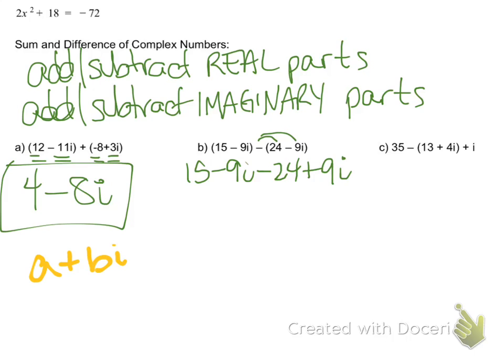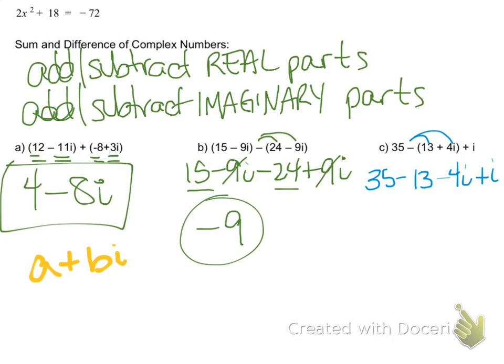In the next one, we need to remember to distribute that negative first, so it's actually minus 24 and plus 9i. Combining the real parts, I get negative 9, and then my negative 9i and positive 9i cancel, and so I'm left with just that negative 9. Again, in the third example, we need to distribute the negative, so minus 13 and a minus 4i. Combining the real parts and the imaginary parts, I get 22 minus 3i.